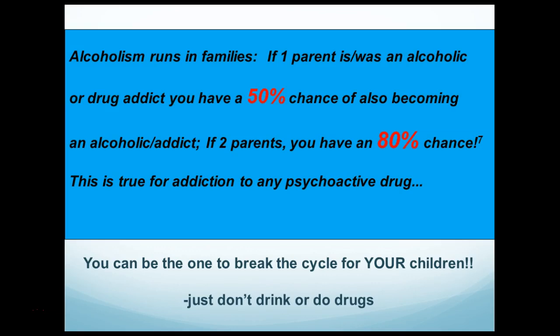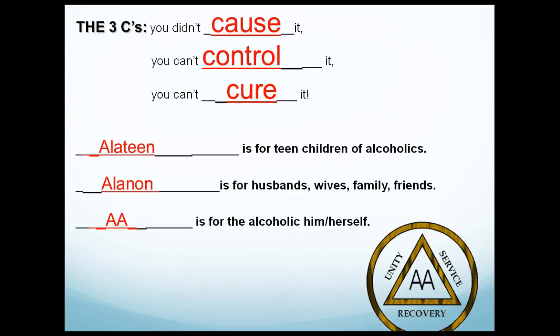Alcoholism actually runs in families. If one parent is an alcoholic or was an alcoholic or drug addict, you have a 50% chance of becoming an alcoholic or an addict yourself. If both your parents were addicts, you have an 80% chance. This is true of addiction to any psychoactive drug. So if your parents are addicts, you need to know that. Even if they were alcoholics or addicts in the past and they are now sober, it is in your genetics. Break the cycle for your children. Don't do drugs. Wait, postpone. Nothing good happens doing drugs or drinking at any age.